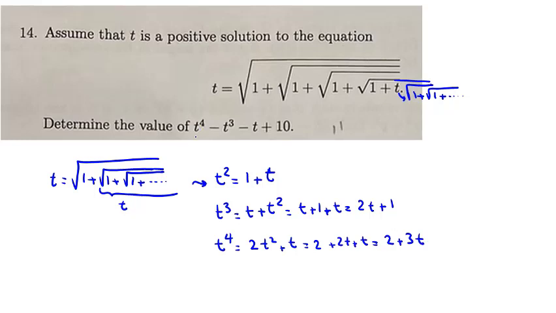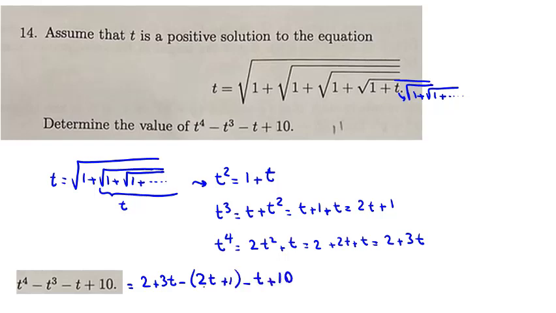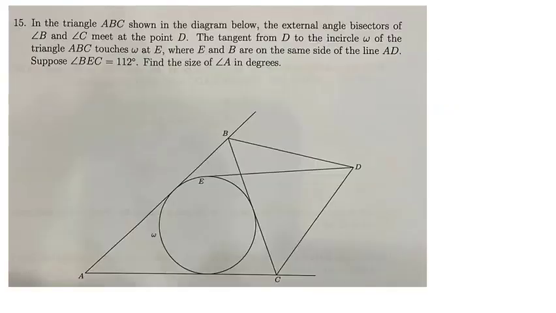Now if you replace, t to the power of 4 equals 2 plus 3t, minus t cubed, which is 2t plus 1, minus t, plus 10. Okay, so it will be what? Negative 2t, negative t, and 3t will be cancelled. And 2 minus 1 is 1, plus 10 is 11. So the answer is equal to 11. I released some problems exactly like this for Stanford Math Tournament 2022. If you solve them, you could easily solve this problem.